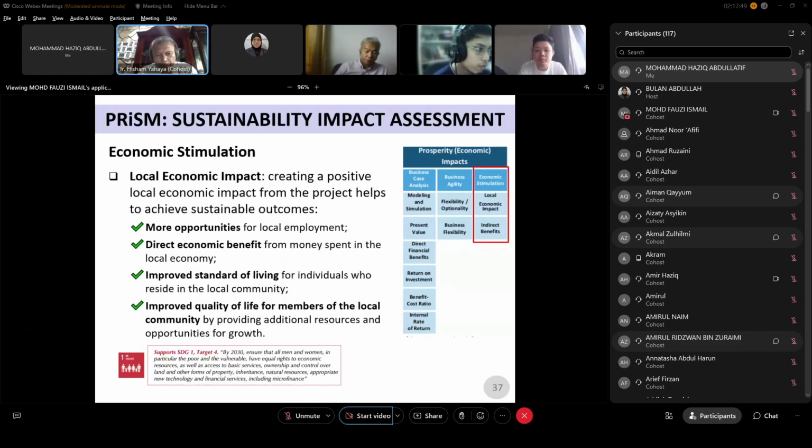Okay, in terms of economic stimulation, again, I mentioned buy local. If you buy a local product, you are also helping the local economy. And when you help the local economy, you can also help your project because you have local support. If you are able to develop the local talent, then in case you need to increase your pool of people, you can bring them from local.